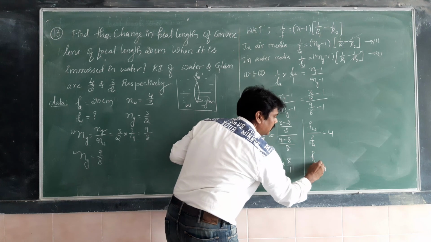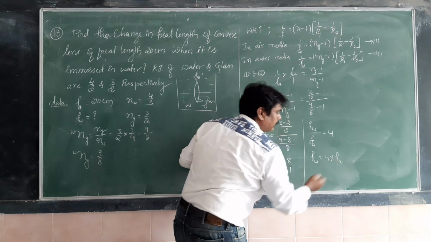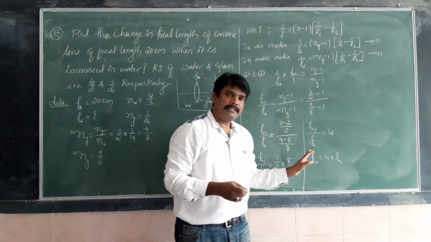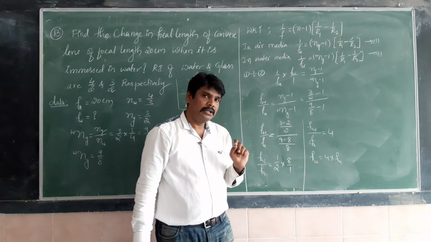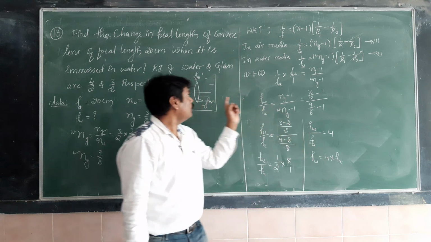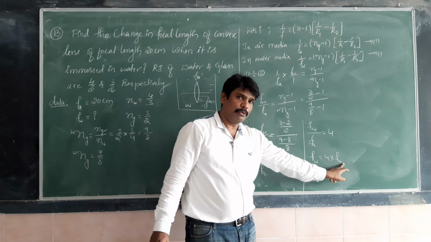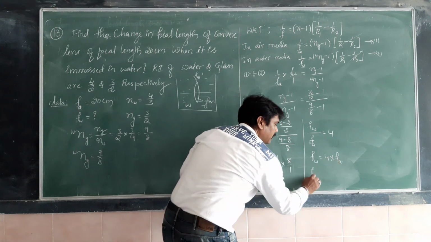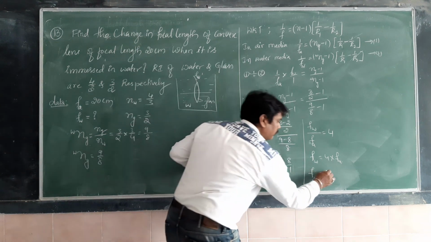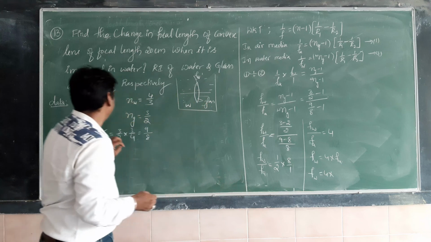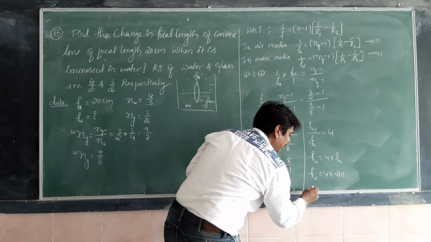It means the focal length of the lens when it is immersed in water, Fw, is equal to 4 times the focal length of the same lens when it is in air medium. So this problem clearly says you can remember this condition. When the refractive index of the surrounding medium increases, obviously the focal length increases. That's very important. So the focal length of the lens when it is immersed in water becomes 4 into Fa. The focal length in air is 20 centimeter, so 20 into 4.